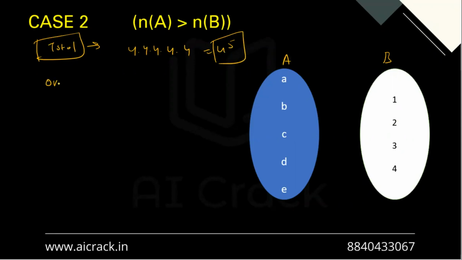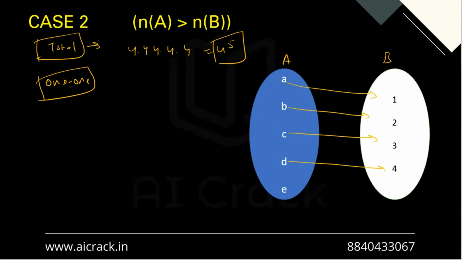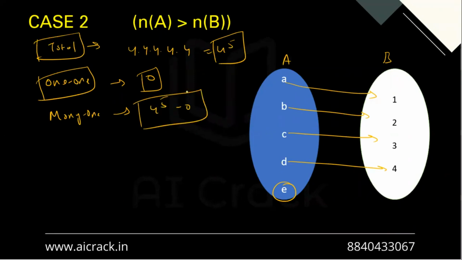Now let's talk about total number of one-one functions. Now tell me one thing. I have done this kind of mapping. Now I can clearly see that E is going to be left behind. In any case, whatever kind of mapping I do, one element in set A is going to be left behind, right? Because we have just 4 elements in set B. So that is why we can clearly say that number of one-one functions is 0. And that's why many-one functions would be 4 raised to power 5 minus 0, total minus number of one-one functions. Now let's talk about onto functions.